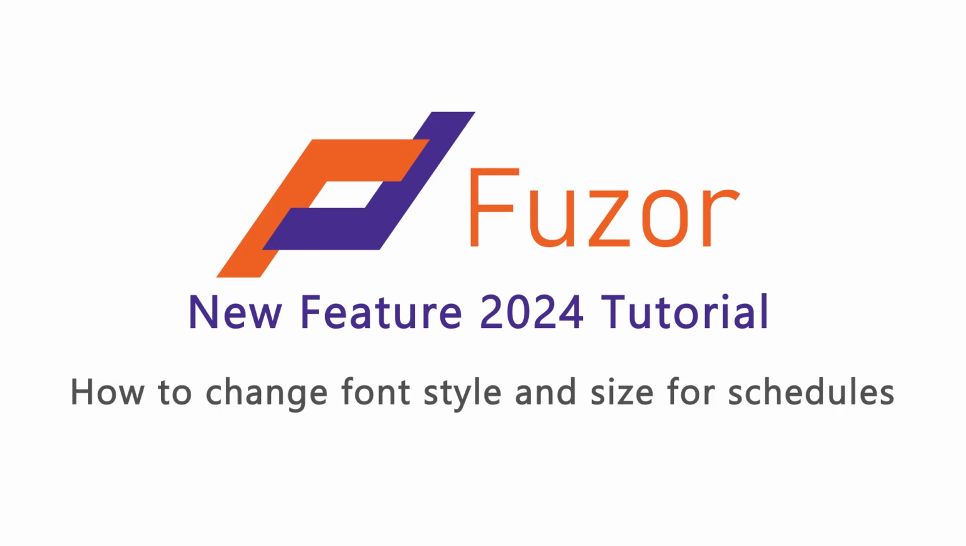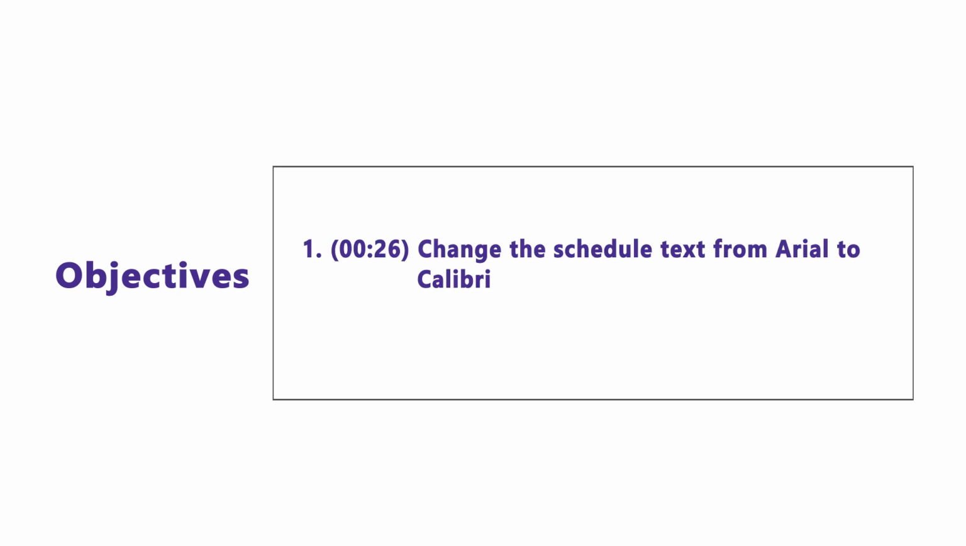In this new Feature 2024 tutorial video, you will learn how to change font style and size for schedules. It is important to show the content of the schedule in the 4D videos clearly. Now, you can edit the font size and style to increase readability of the schedule. The objective of this video is to change the schedule text from Arial to Calibri and increase text size.